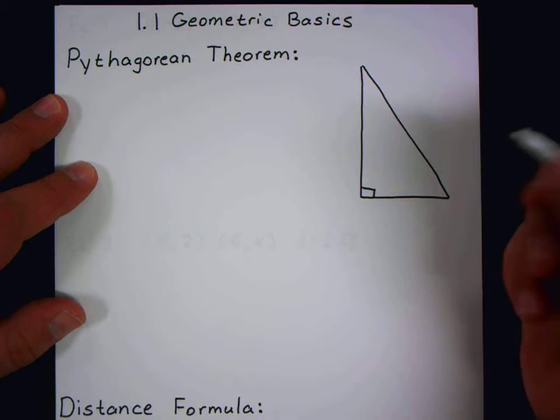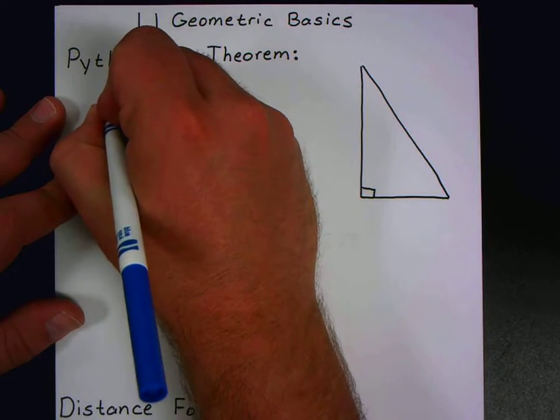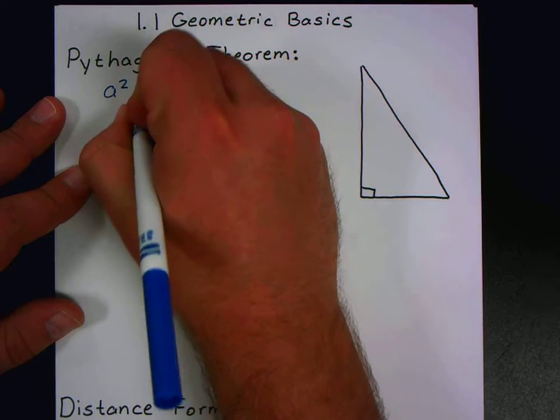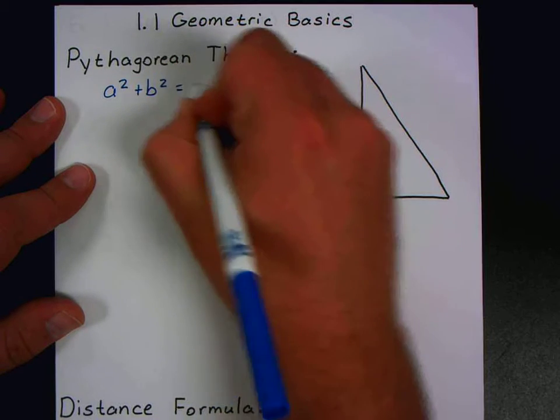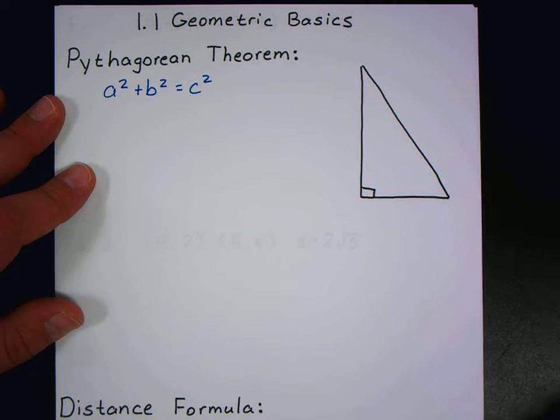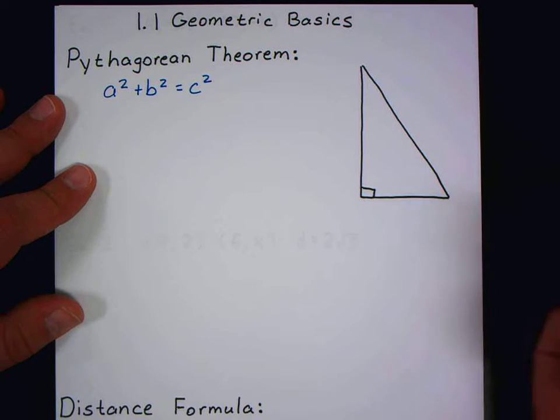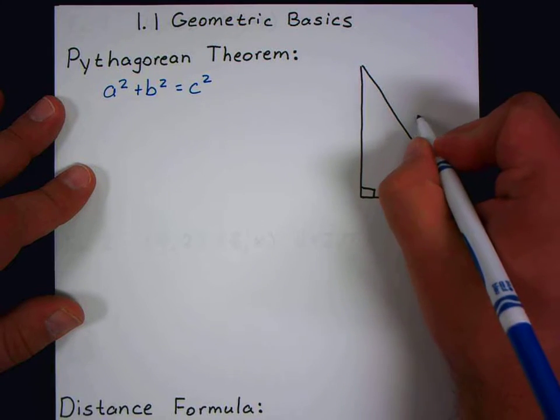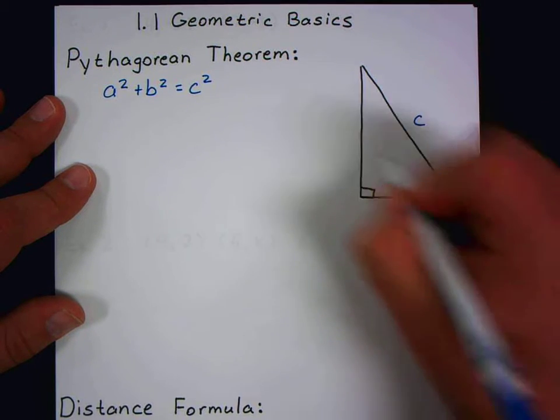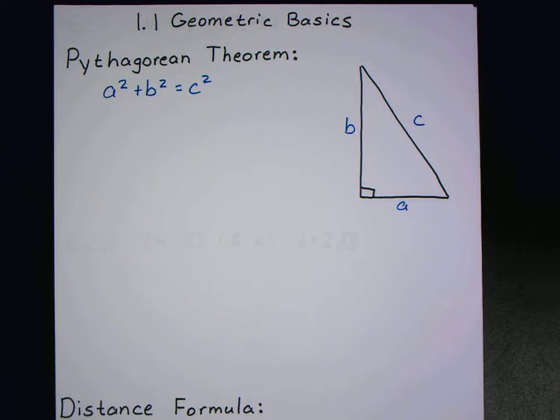So Pythagorean theorem, the most basic form of it is a squared plus b squared equals c squared. The only one that really matters is your c. Your c has to be your hypotenuse. C is the only one that is not used to form the right angle. If you need help remembering which one's the hypotenuse, the hypotenuse is not used to form the right angle.